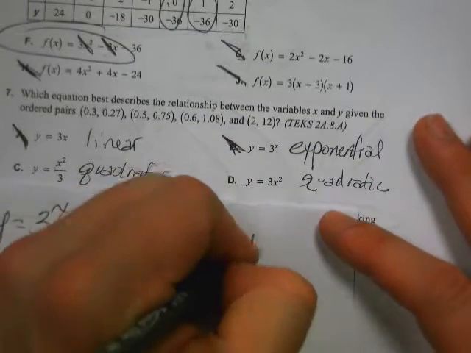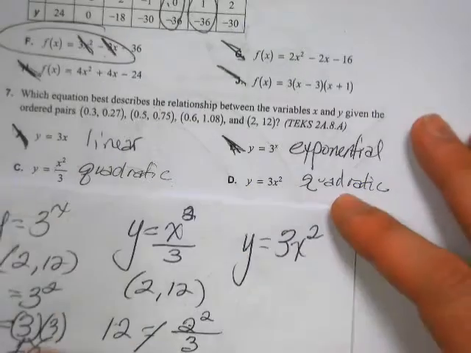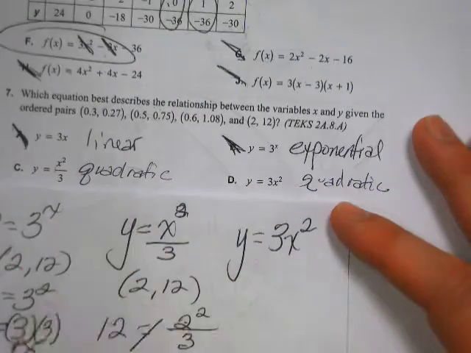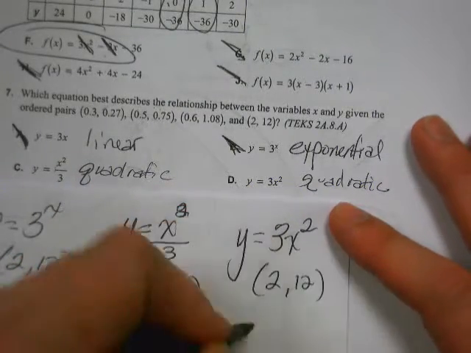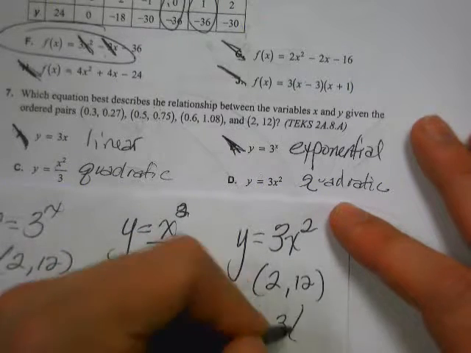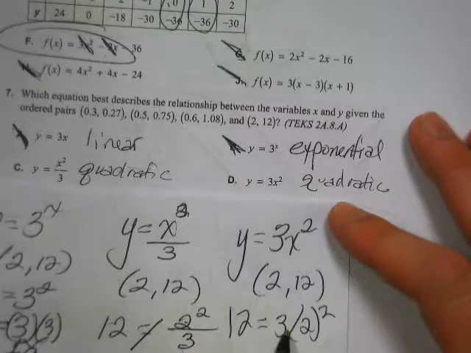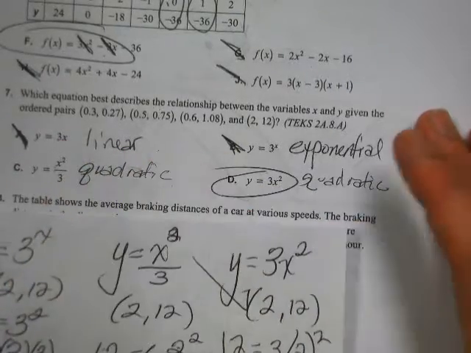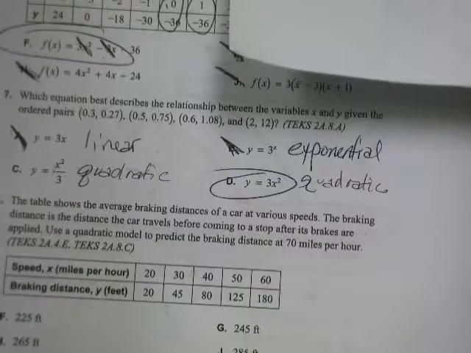And part D, y equals 3x squared. Again, when y is 12, x will be 2. And 4 times 3 is 12. 12 equals 12. So this must be my final answer.